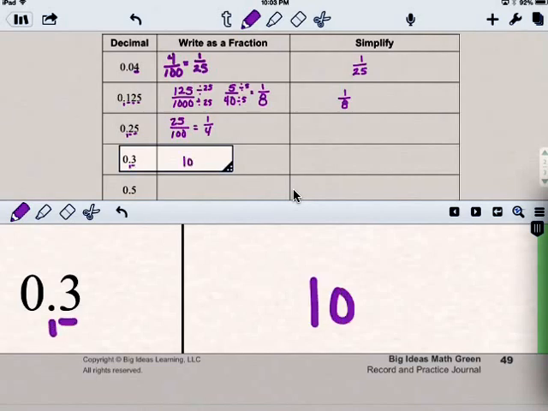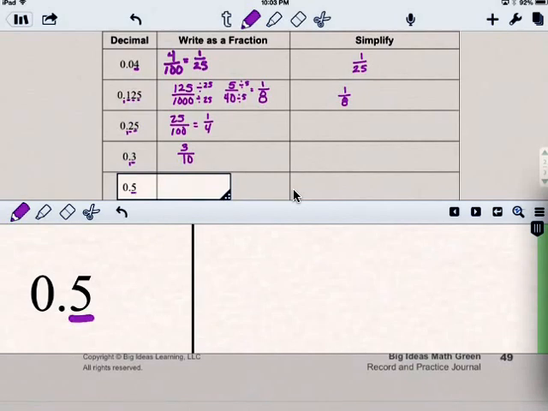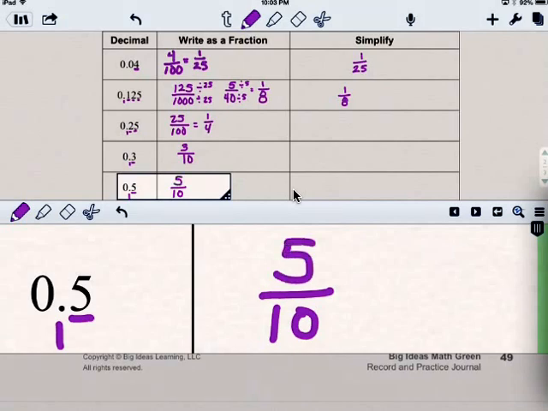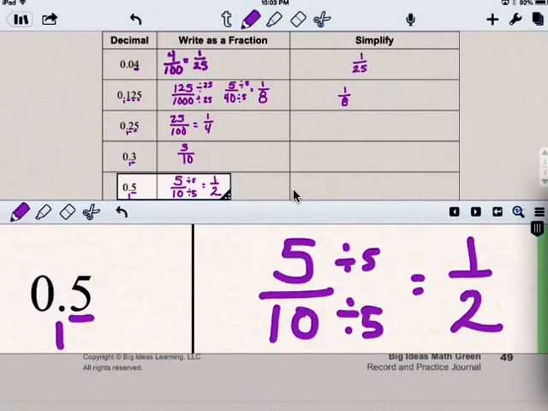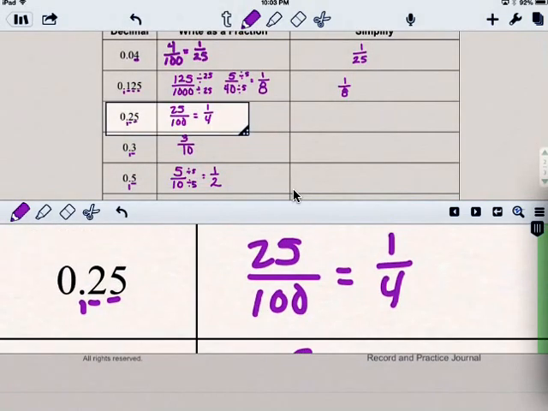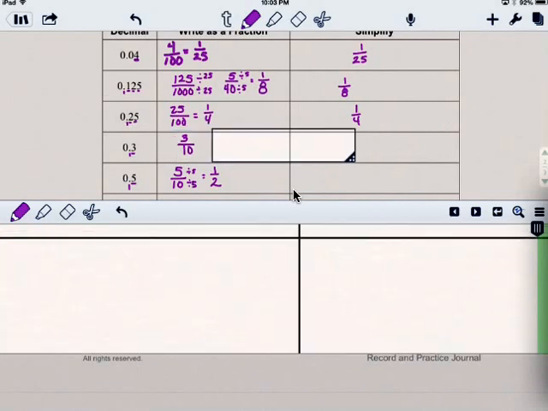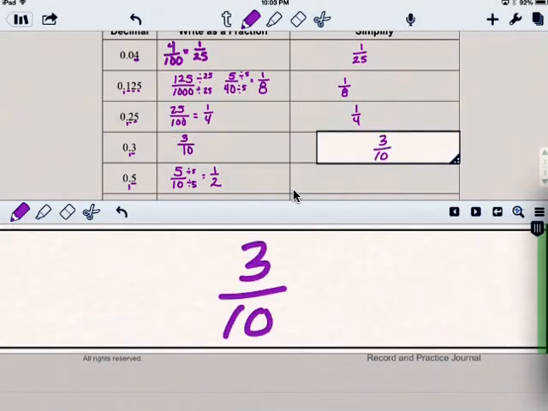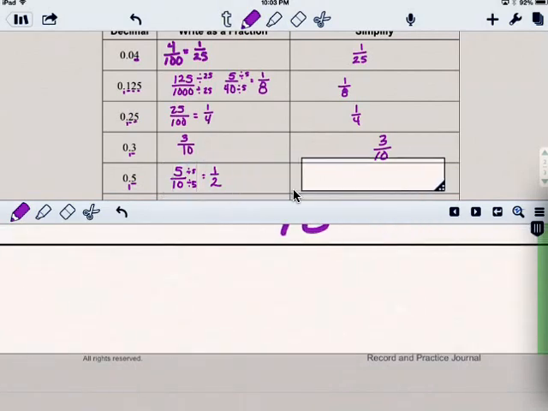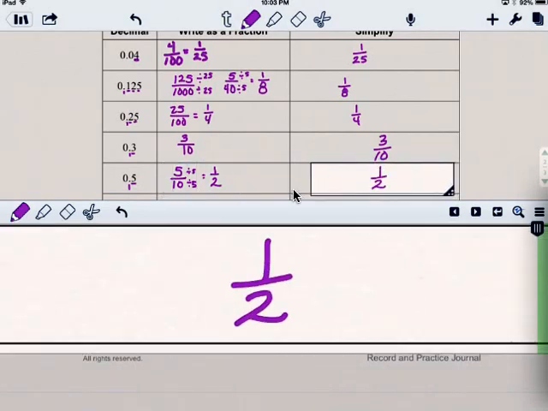Tenths, our denominator is 10, everything else becomes our numerator, 3 tenths. Next one down, tenths. So there's our denominator, 10. Numerator is 5. 5 tenths. I can divide top and bottom by 5, and I get 1/2. Okay, so far we got 25 hundredths, or 1/4, 3 tenths, 5 tenths, or 1/2, and we got a couple more.